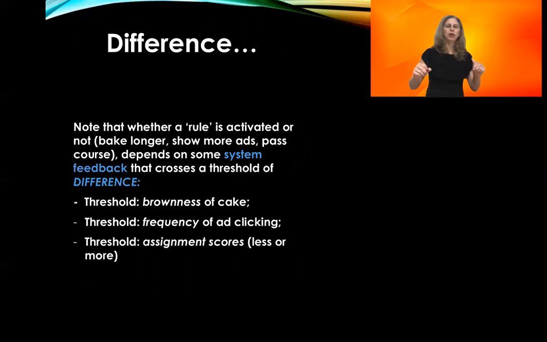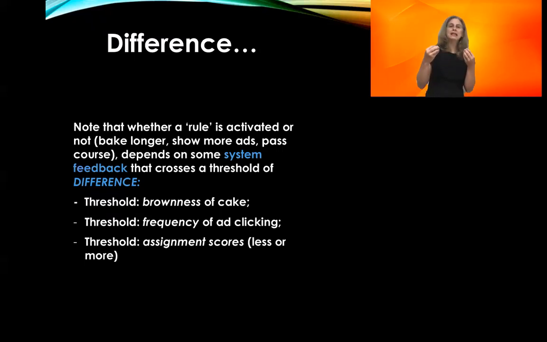So whether a rule is activated or not can be a conditional rule, which is really, really important. There are rules that are absolute rules, like when we have the dominoes, you do this or you do that. Then you can have conditional rules that involve difference. And difference is something we're going to come back to over and over and over again. So I want it to be very clear to you. A difference could be, well, it's not brown enough, it needs to bake longer. Or a difference could be, well, you're clicking more on ads for new sofas versus ads for new coffee tables. That must be what you're looking for. So we're going to show you more ads of new sofas.